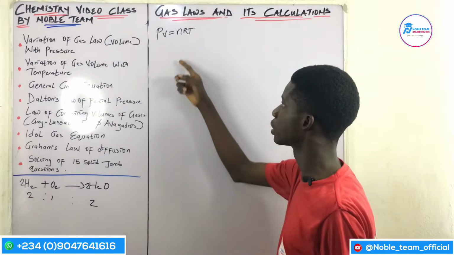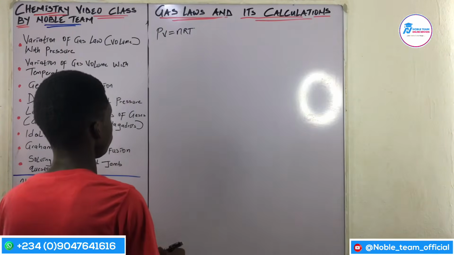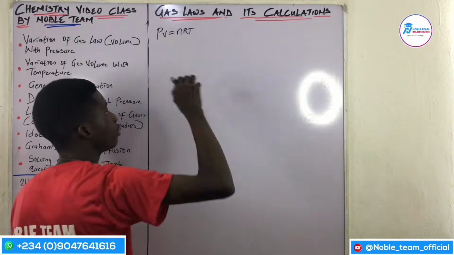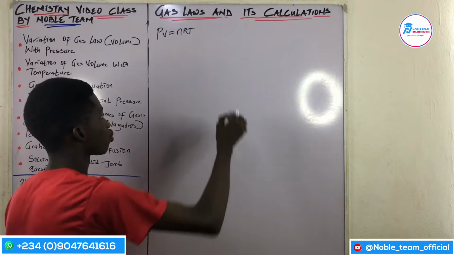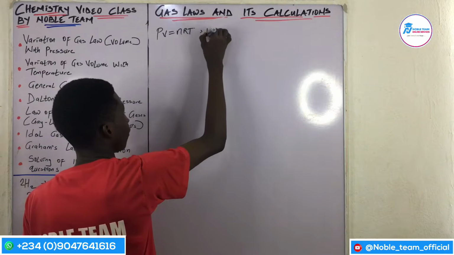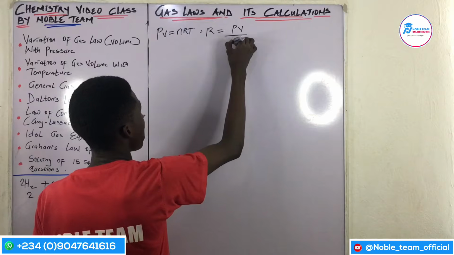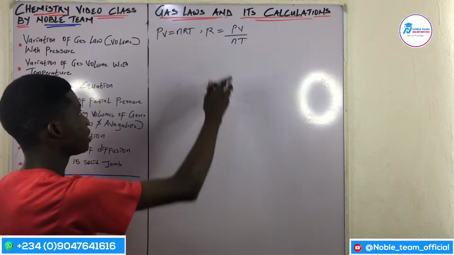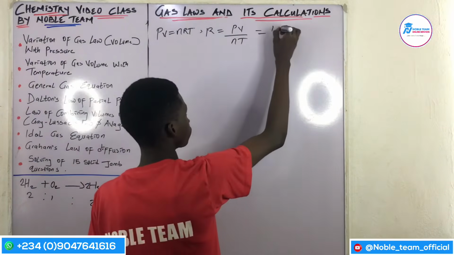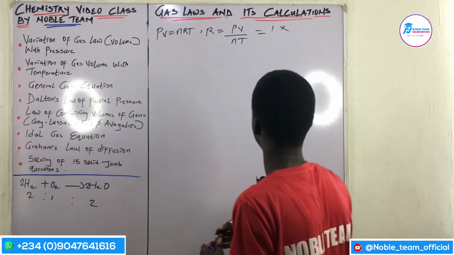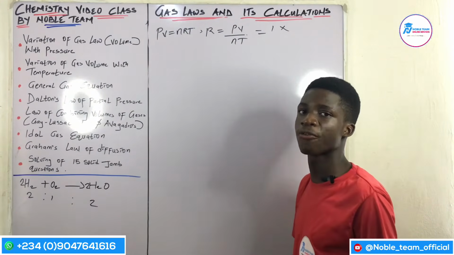Now let's solve to get the constant of this. But before we solve, let's make R the subject of the formula. I have R is now equal to PV over nT. So I've made this the subject of the formula. I have my P, which is 1. Then at STP, volume is 22.4 dm cube.